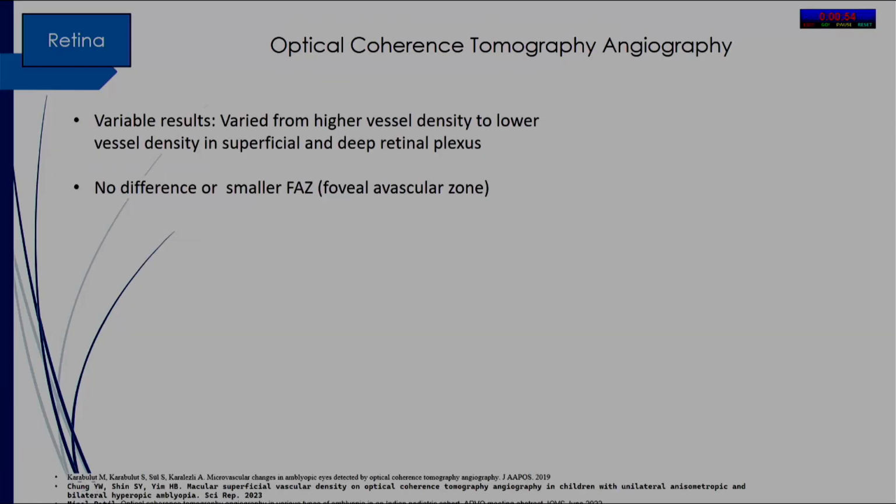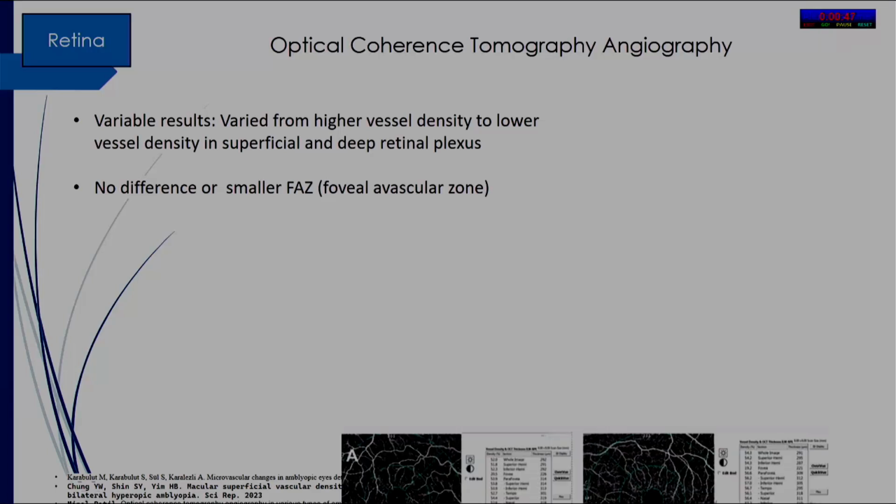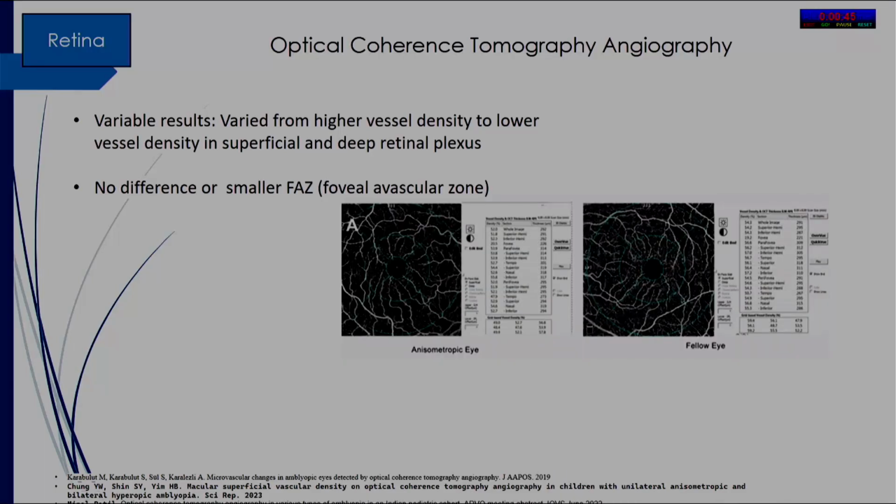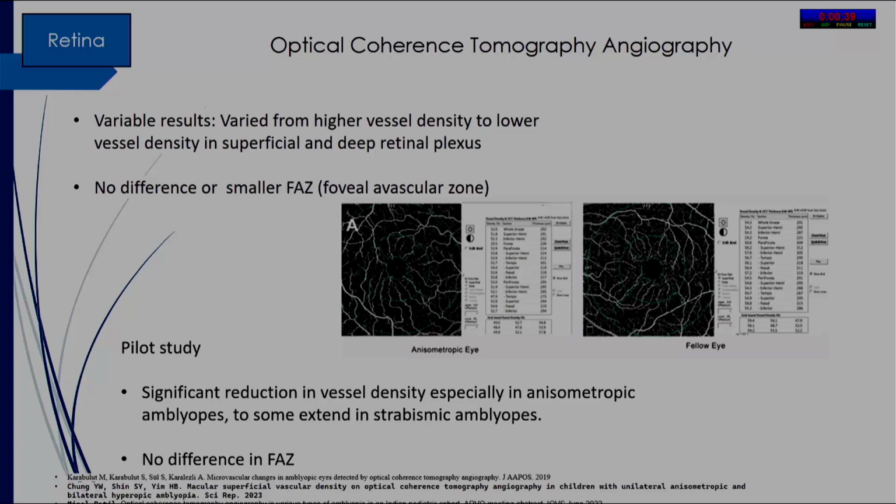Coming on to angiography, as I said, it will give us the superficial and deep vessel density. The previous studies have shown variable results, varying from higher vessel density to lower vessel density. Our in-house study, a pilot study, has shown a significant reduction in vessel density, especially in anisometropic amblyopes and to some extent in strabismic amblyopes.